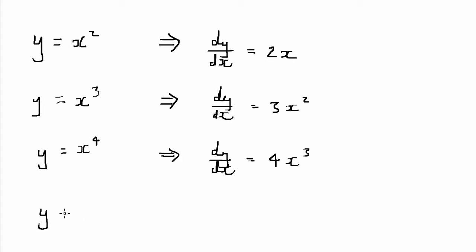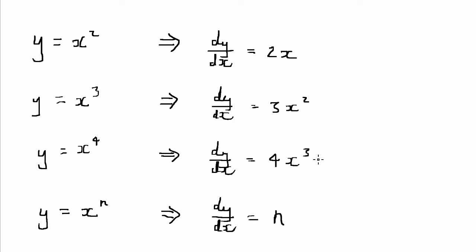What would the pattern suggest if we had y is x to the power of n, where n is any positive integer? Looking at these previous results, when we had x squared, we had 2 lots of something. When we had x cubed, it differentiated to 3 lots of something. X to the power 4 differentiated to 4 lots of something. So it would seem a reasonable assumption to say that if you differentiate x to the power of n, you will end up with n lots of something.